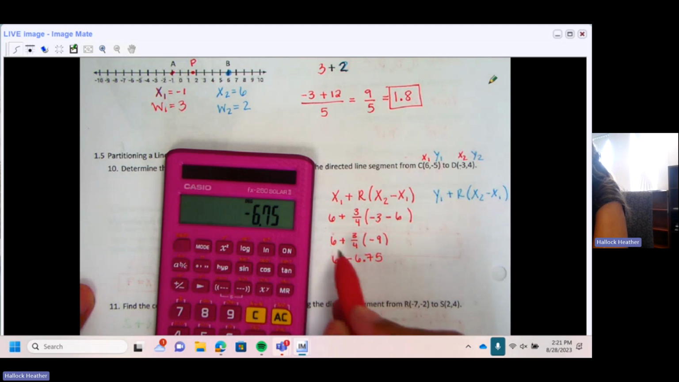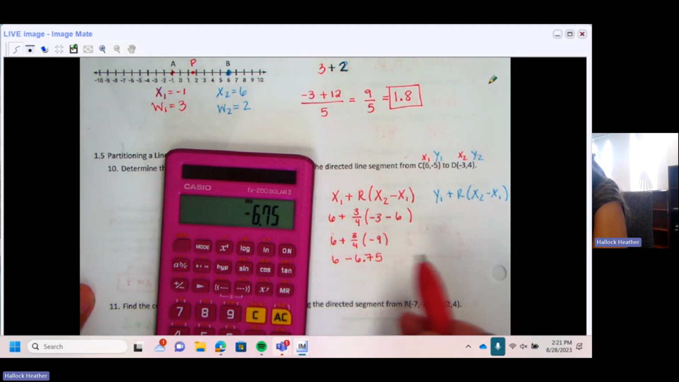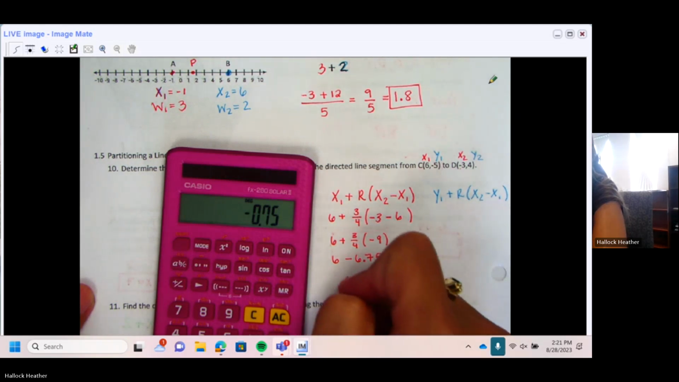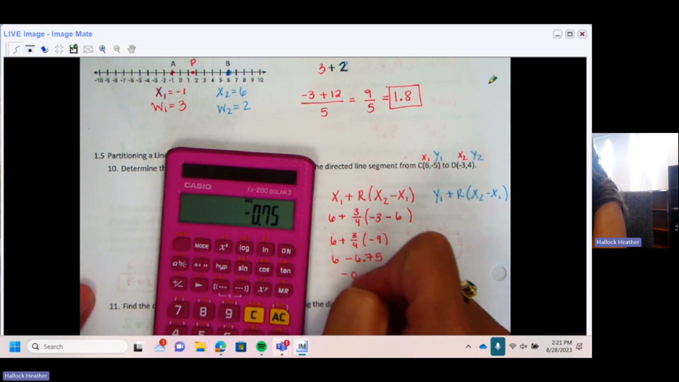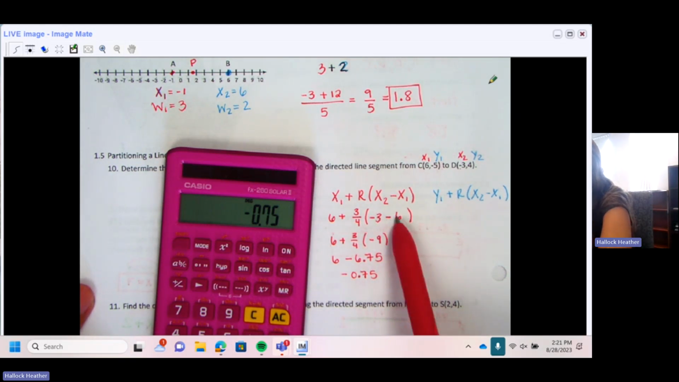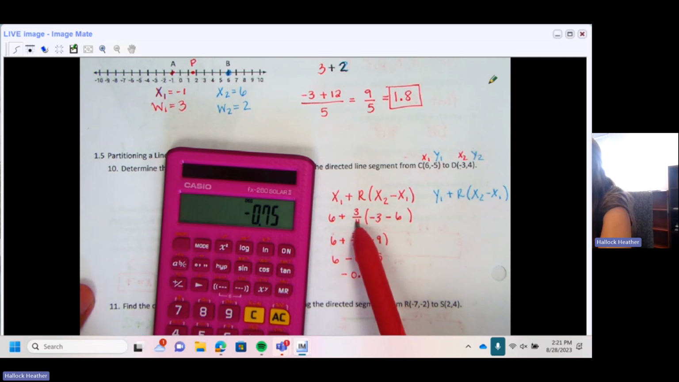If you bring down plus -6.75, adding a negative is the same thing as subtracting. So I'm going to do 6 minus 6.75, which is -0.75. So the reason why you're multiplying by 3/4 is because this represents the entire length that it's running across on a graph. You're going 3/4 of that distance.